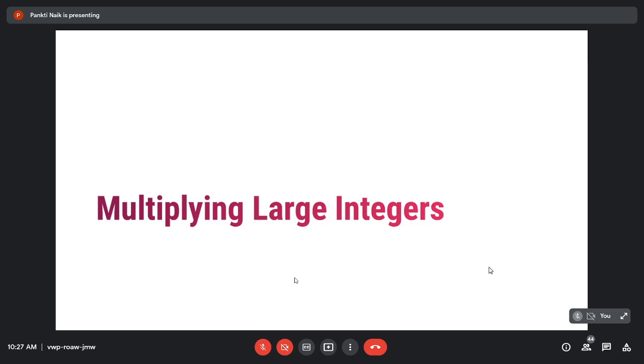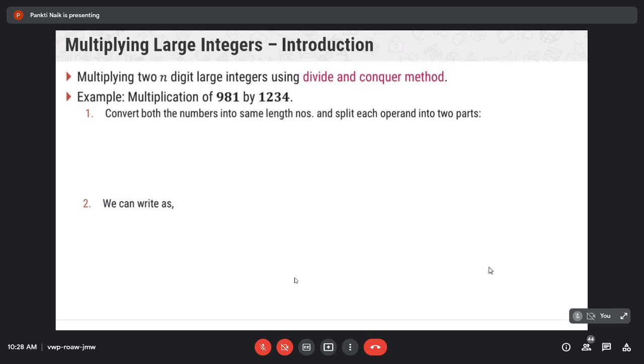So divide and conquer technique is also useful to solve the multiplication of large integer numbers. So how will it work? Consider that we have to multiply 981 by 1234. What do we have to do? We have to perform the multiplication of 981 by 1234. So these are the two large numbers.